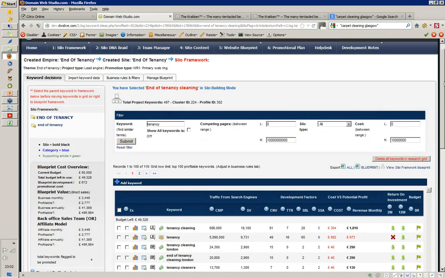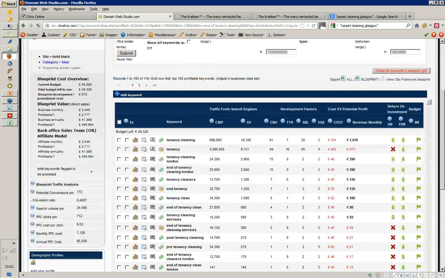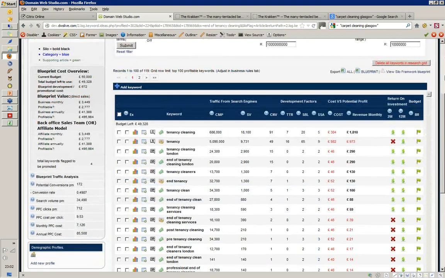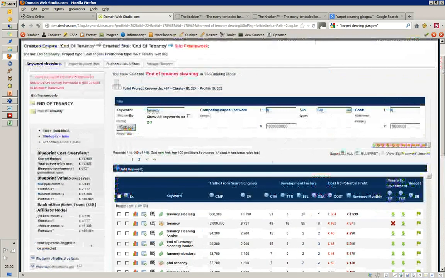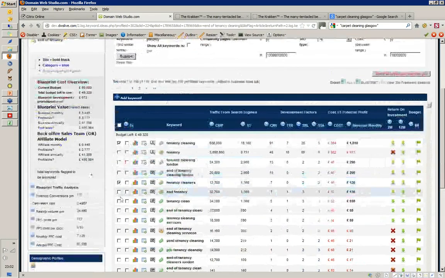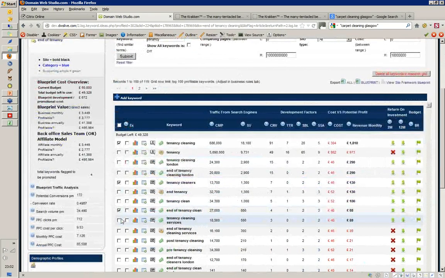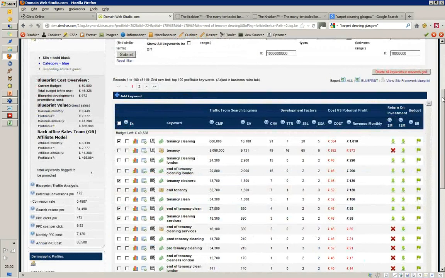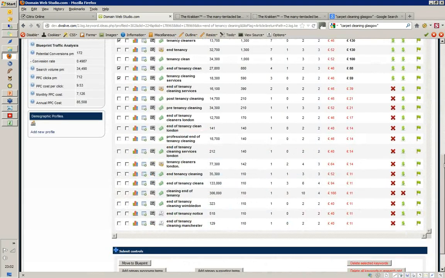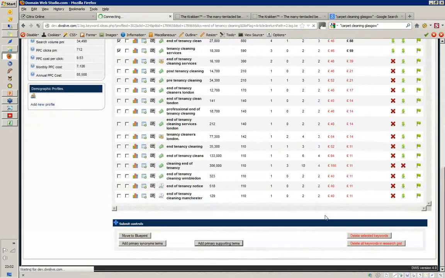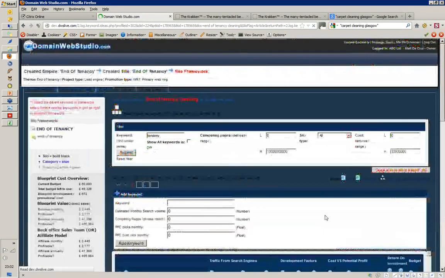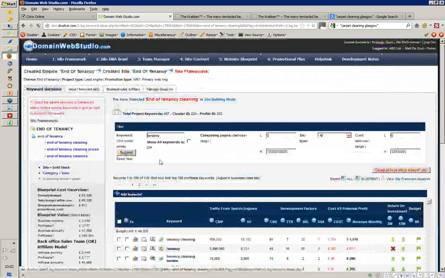Okay, so our keyword is end of tenancy cleaning. So I've got tenancy cleaning, tenancy cleaners, end of tenancy clean, and tenancy cleaning services. What I'm going to do is bind these as supporting keywords. And what that's going to do is bind those words I've taken there to the actual keyword, end of tenancy. End of tenancy prices.